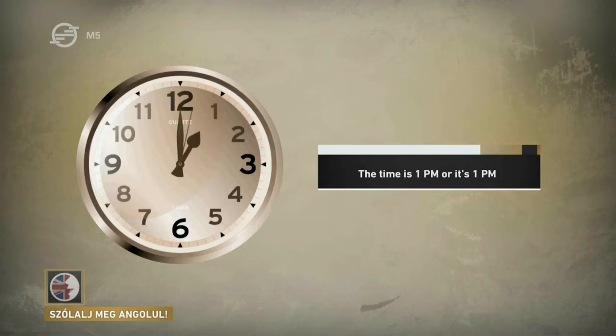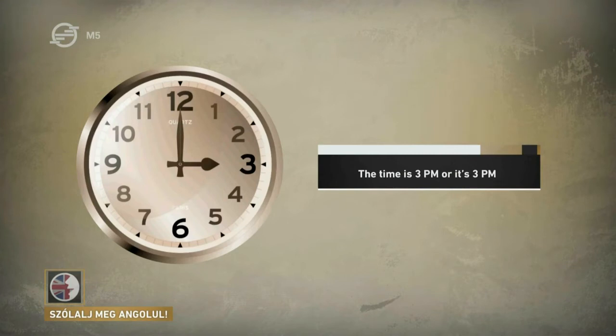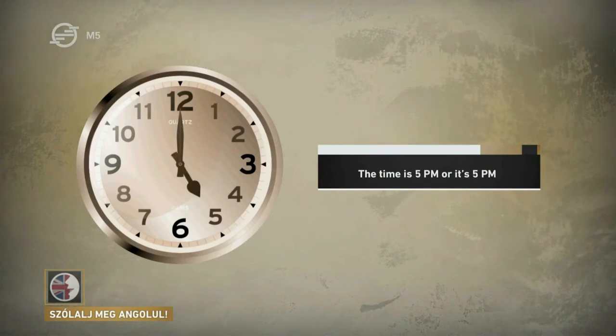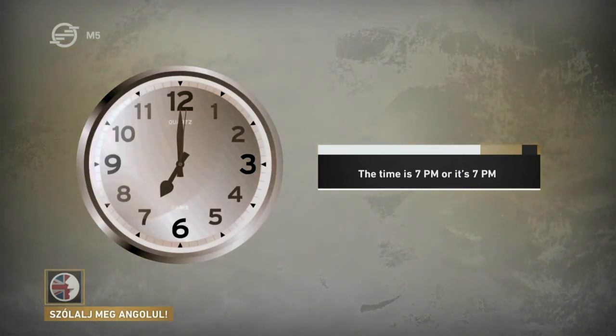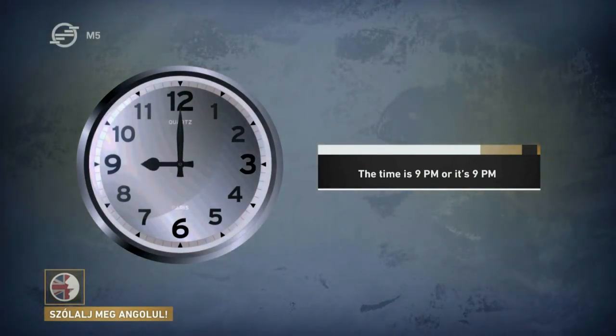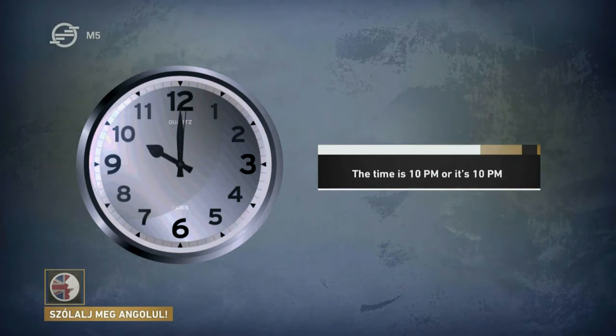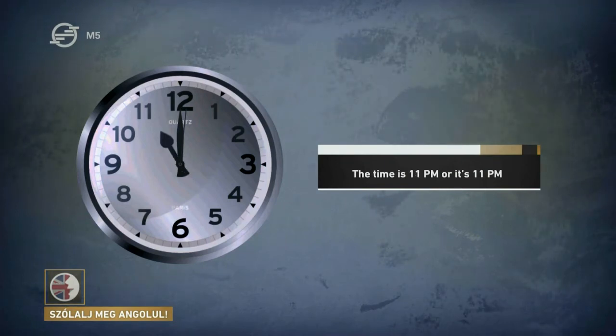The time is 1 p.m. or it's 1 p.m. The time is 2 p.m. The time is 3 p.m. The time is 4 p.m. The time is 5 p.m. The time is 6 p.m. The time is 7 p.m. The time is 8 p.m. The time is 9 p.m. The time is 10 p.m. The time is 11 p.m. The time is 12 p.m. or it's 12 p.m.